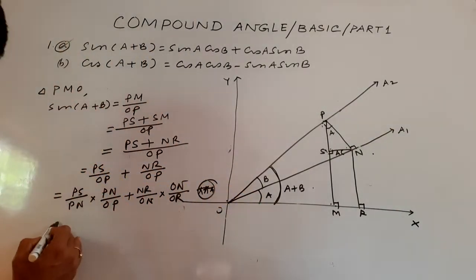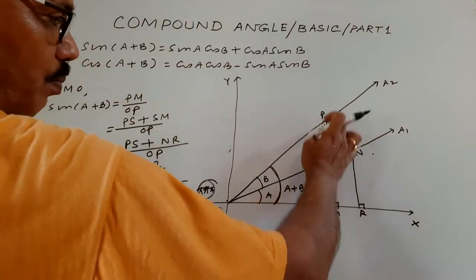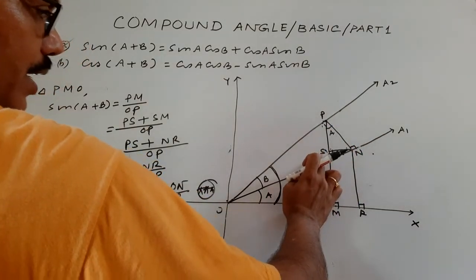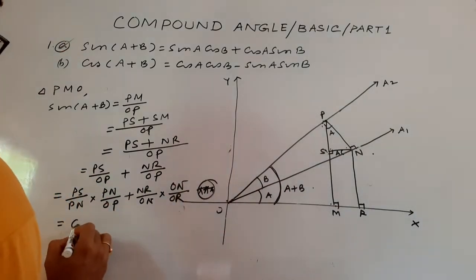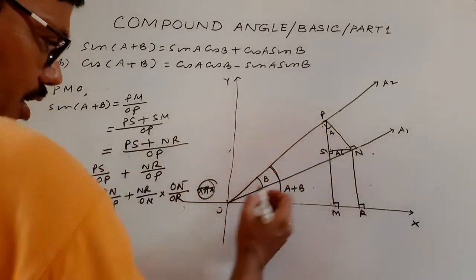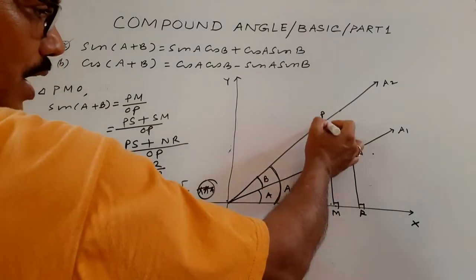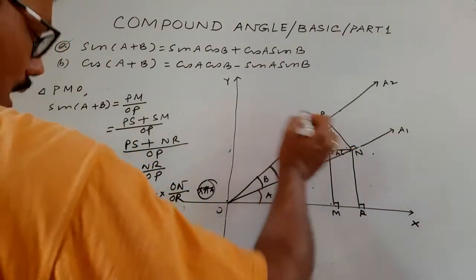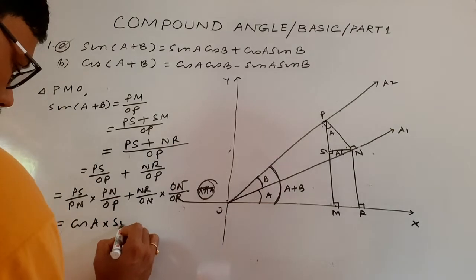Now, PS, this is angle A. So PS is the base. PS by PN, this is cos A. PN is the opposite of B. So PN is perpendicular, OP is hypotenuse. So this is sin B.